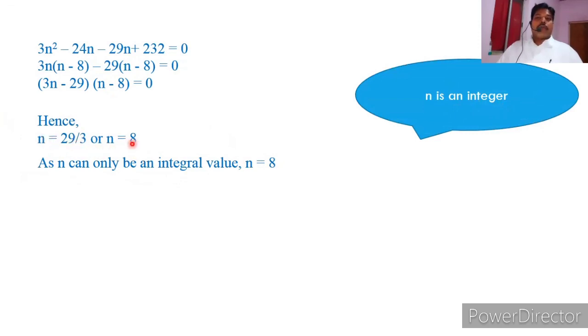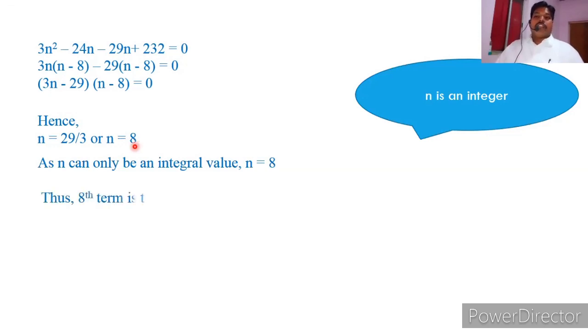So you have to take only one value, that is n is equal to 8 only. What is the meaning here? If you add the first 8 terms, you will get the sum 116. So what is n? N is equal to 8 means the last term is the 8th term.